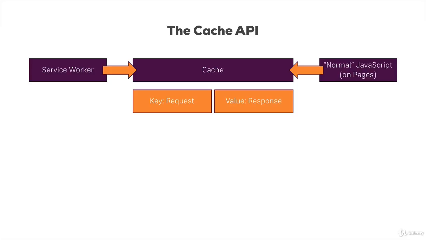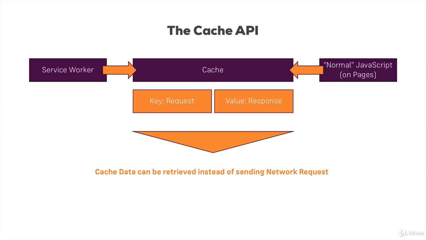Being able to access it from the service worker, on the other hand, makes a lot of sense because this service worker is always there. You don't need to fetch it when you visit the page. It's a background process, so it's already running even if you have no internet connection. Well, and using that cache, you got the chance of retrieving that data instead of sending the network request, which of course is exactly what you want to do if you have no internet connection.